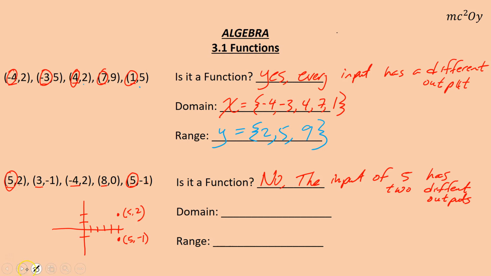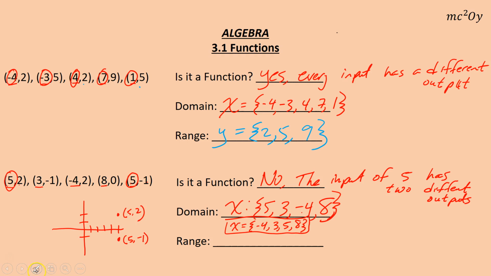Okay. Our domain down here, well, we have 5. We have 3. We have -4. We have 8. And then we have 5 again, so we don't need to write that again. And notice I did not put them in numeric order. A lot of times you should. It would be a lot better if we actually listed it as -4, 3, 5, and 8, putting them in numerical order.